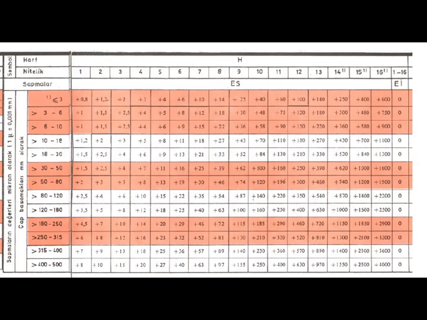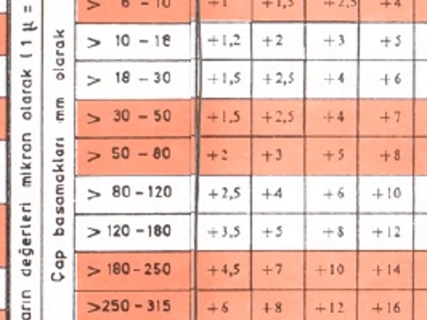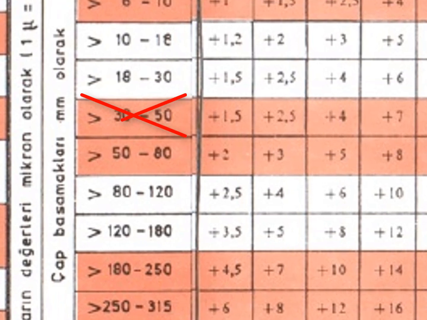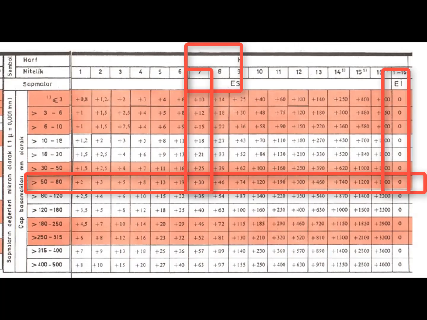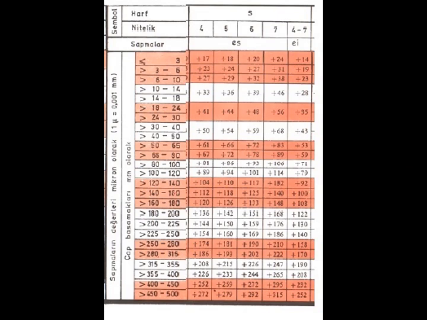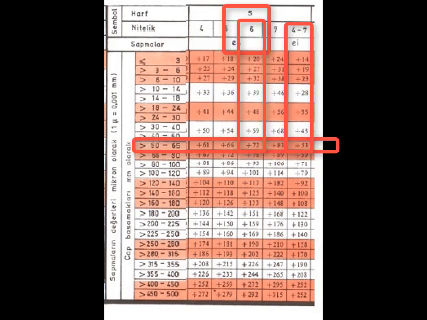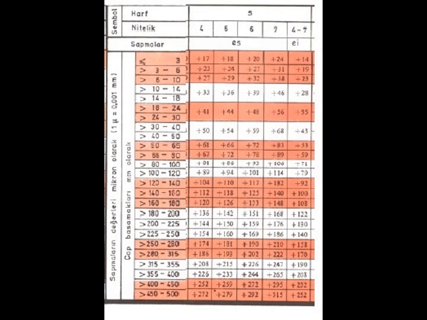Since 50 mm is the nominal size, we use the tolerance values in the row between 50 and 80 mm, not the row of 30 to 50 mm. For the hole, the size is 50 H7: 30 microns for the largest size, 0 microns for the smallest size. For the shaft, 50 S6, the maximum dimension ES is plus 72 microns. The minimum dimension AE will be plus 53 microns.